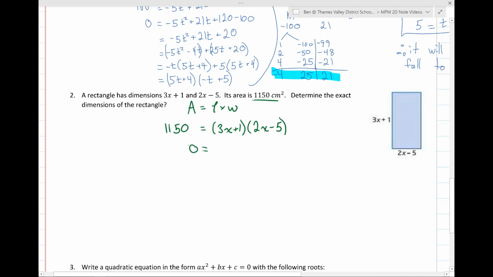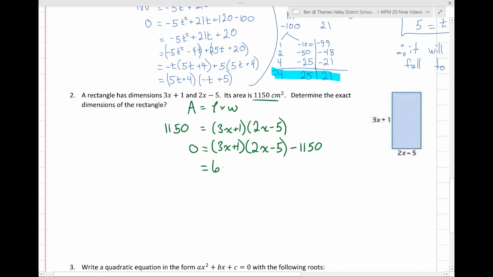So let's do that here. We subtract 1,150 from both sides, leaving us with 0 on the left. 3x plus 1 times 2x minus 5, all minus 1,150. That's great, but this is not of any form that we know how to factor, right? We cannot factor something like this. We need to set it up like we're used to, something like standard form. If we're looking for standard form here, there are no brackets. We need to use our FOIL to expand these two binomials that are being multiplied together.